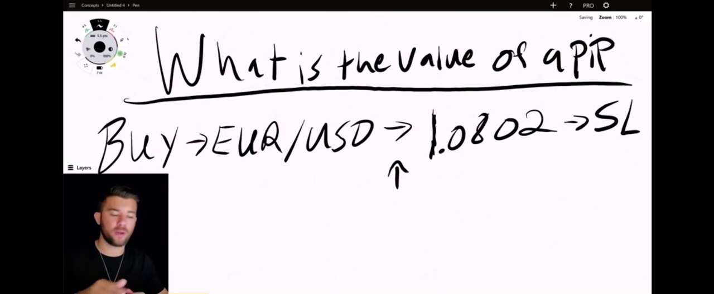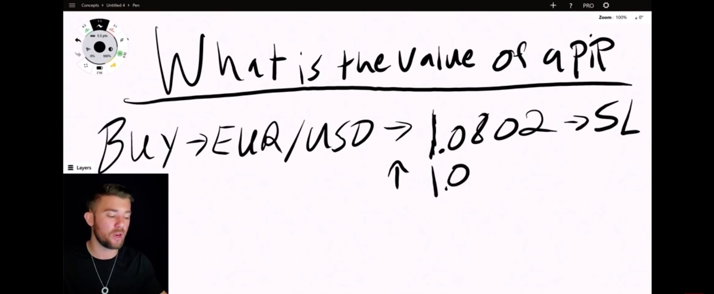All right, so let's move into this on the euro dollar trade here. If we have the euro dollar at 1.0802, we trade one standard lot, 100,000 units of this currency, and we do so at 1.0802, and this market moves to 1.0902.